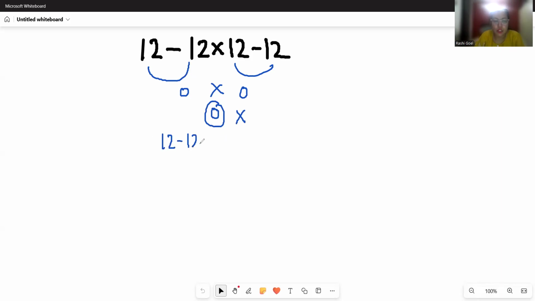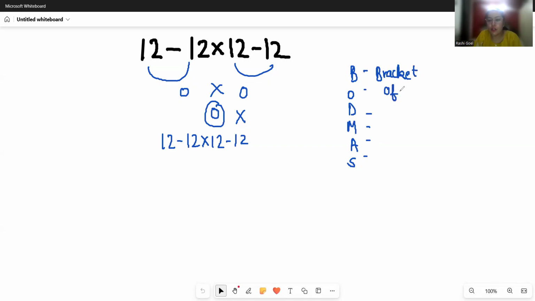Because when an expression like this has multiple operations, subtraction, multiplication, and subtraction, you always have to follow the order of operations, which is also known as the PEMDAS rule. As per this rule, first you have to solve the brackets if given, then of, then division and multiplication, which both have the same priority, similarly addition and subtraction, but you always have to solve from left to right.